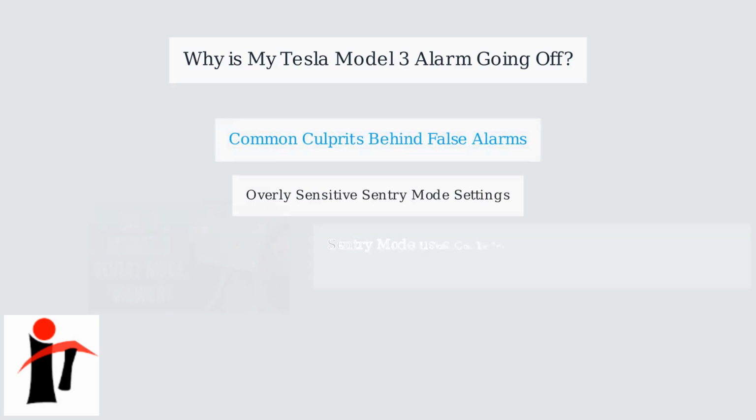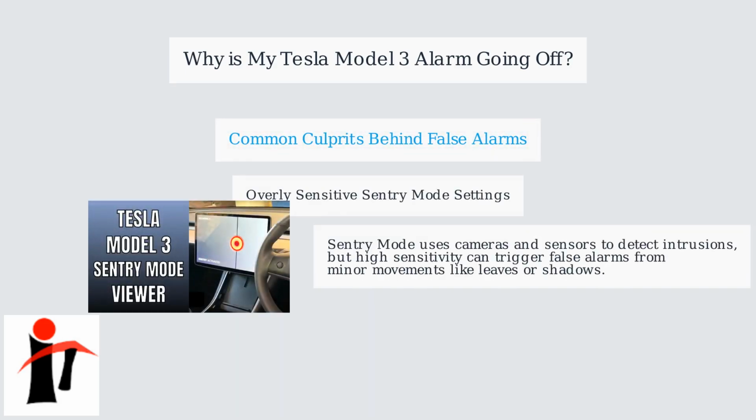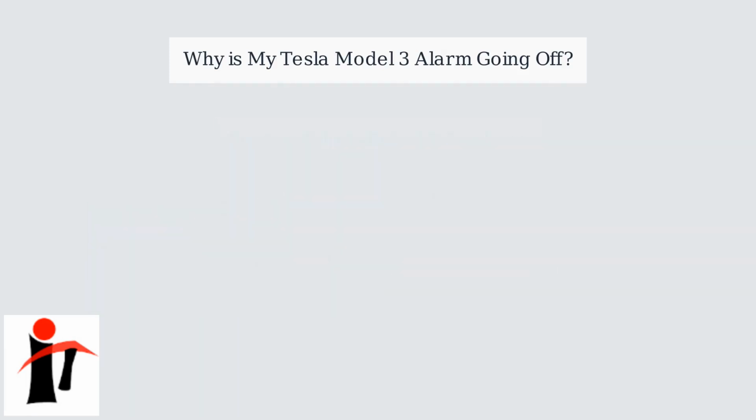Common culprits include overly sensitive Sentry Mode settings. Sentry Mode activates when parked and uses cameras and ultrasonic sensors to detect intrusions. However, if sensitivity is too high, it can trigger false alarms from minor disturbances like blowing leaves or passing shadows.